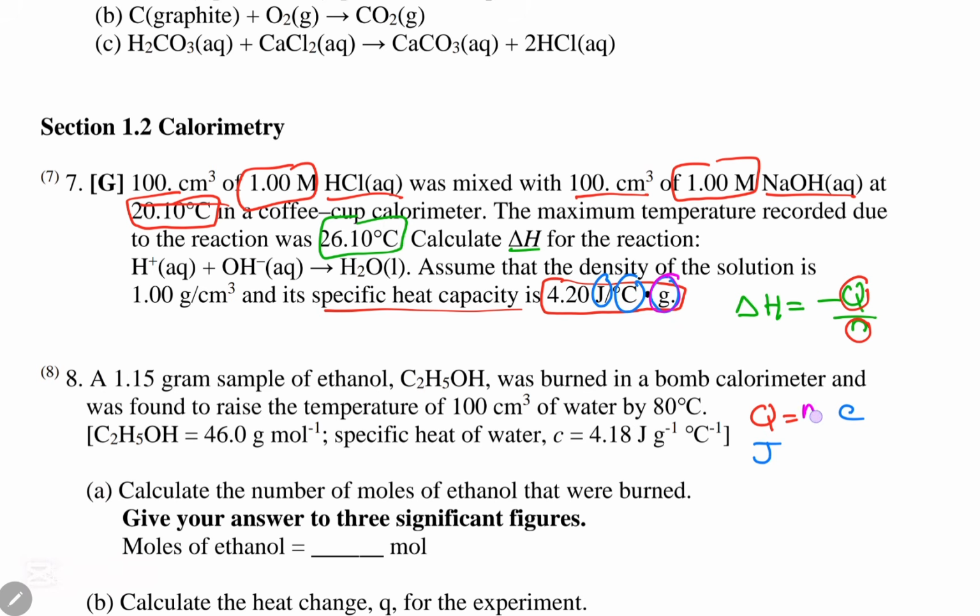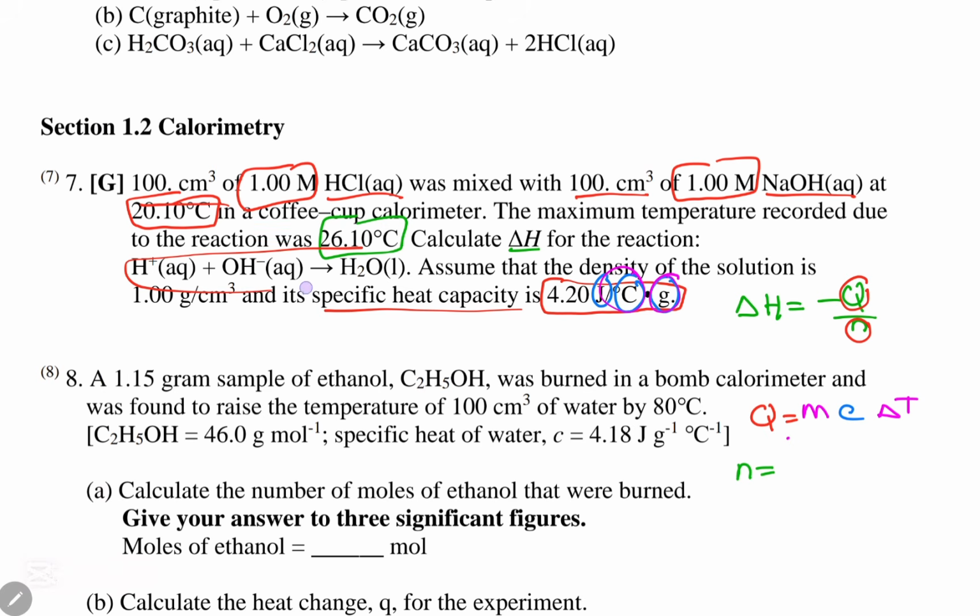Grams is in mass, and degrees Celsius is the change in temperature. So I will use this equation, Q equals mc delta T, to find the value of Q. Now what about the number of moles? This is a very important factor. So here the number of moles, we can find it using stoichiometry.